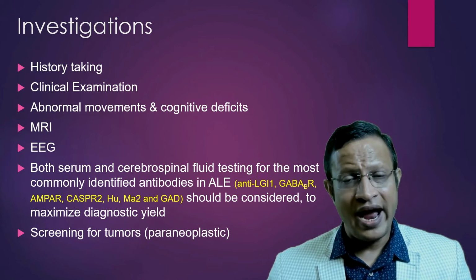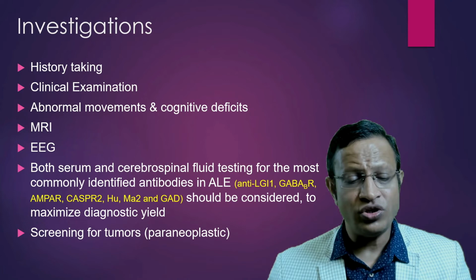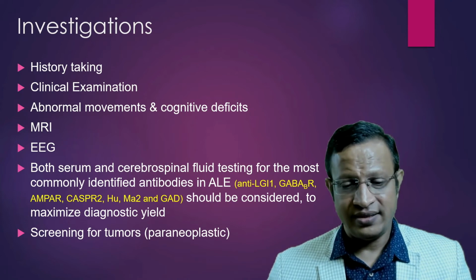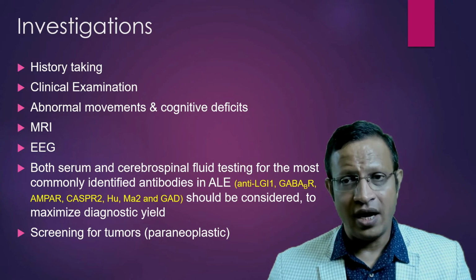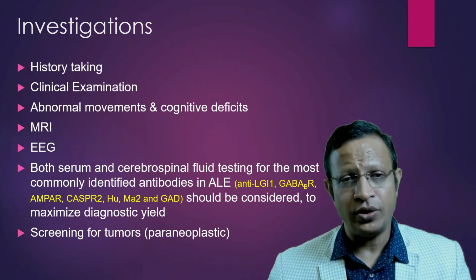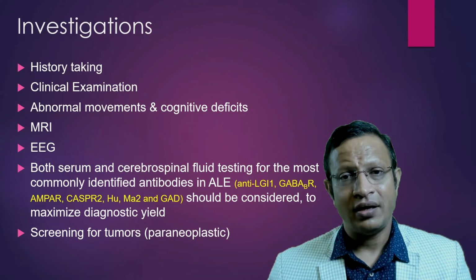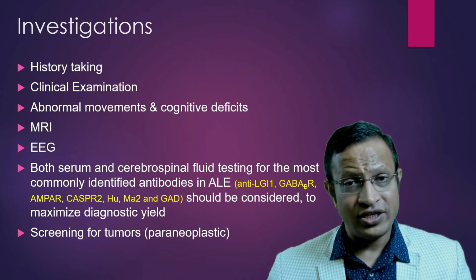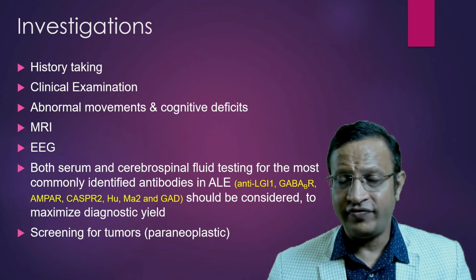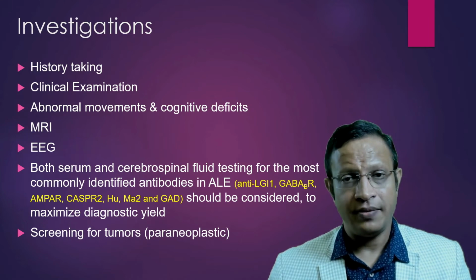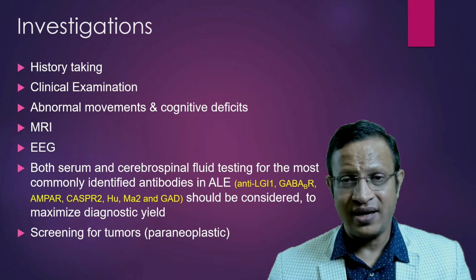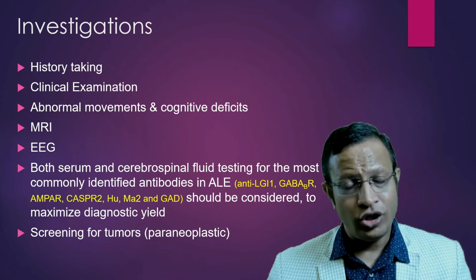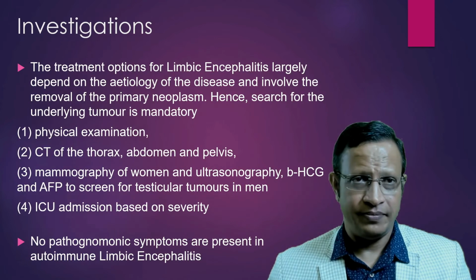Both serum and CSF testing for the most commonly identified antibodies need to be done, such as anti-LGI1, GABA-B receptor, AMPA receptor, Caspr2, and various other known autoantibodies. Screening for tumors has to be done. Maybe ultrasound of the abdomen, chest X-ray, CT scan, PET scan need to be done to rule out if there are any tumors or cancers in the body.